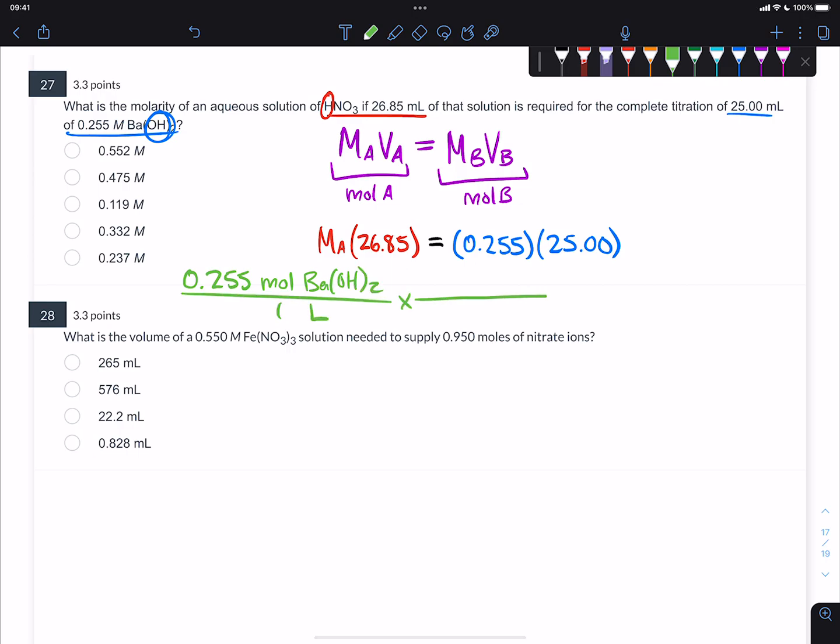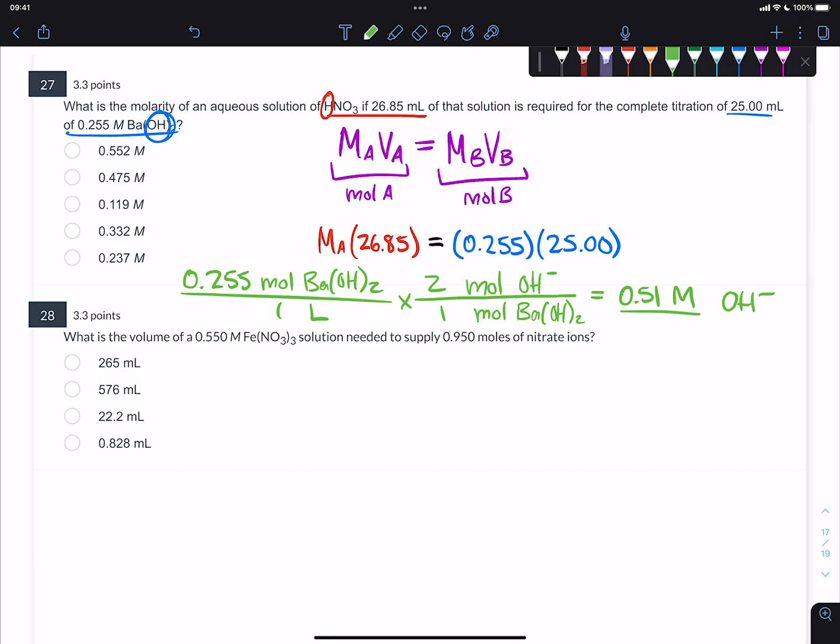But let's consider that when it comes to titration, what matters is the hydrogen ions and the hydroxide ions. So we're going to go from moles of the barium hydroxide to moles of the hydroxide ion, because that's actually what makes something a base in this case. And for every 1 mole of barium, you have 2 moles of hydroxide. So we're going to actually find the molarity. Notice how we're going to deal with the molarity of the hydroxide ion, which is literally going to just be double that. So 0.255 times 2 is 0.51. So we have 0.51 molar as our concentration of the hydroxide ion.